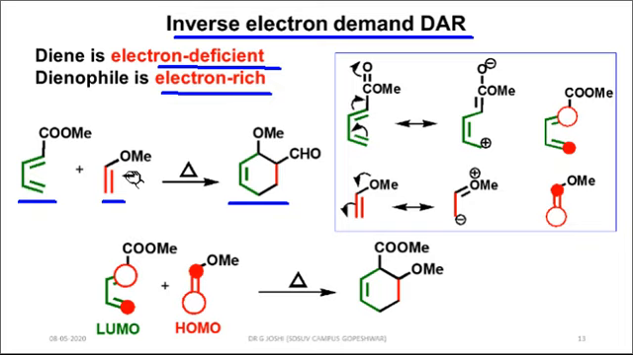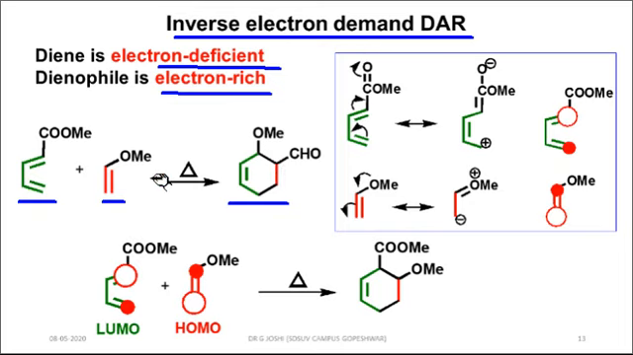Inverse electron demand means, in the normal Diels-Alder reaction, we have seen that the diene was nucleophilic, the electron source. The diene is considered as HOMO and the dienophile as LUMO, meaning electrons from the HOMO will transfer to the LUMO for constructing new bonds. Here the dienophile becomes the HOMO and the diene becomes the LUMO, meaning electron flow takes place in the inverse or opposite direction to the normal Diels-Alder reaction. Hence, it is known as inverse electron demand.